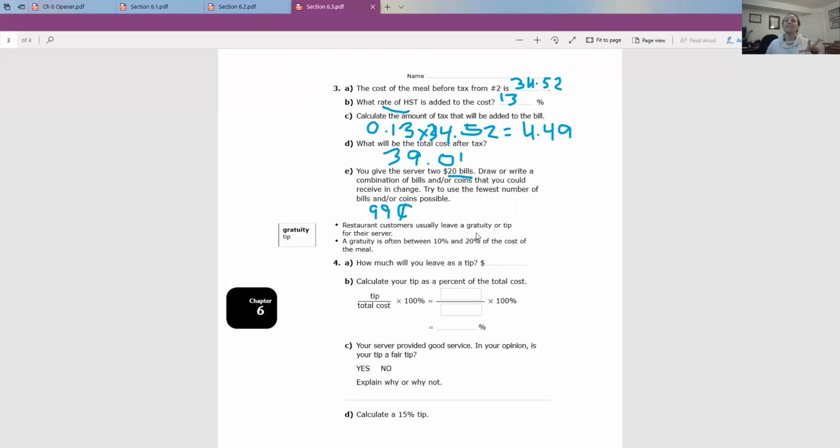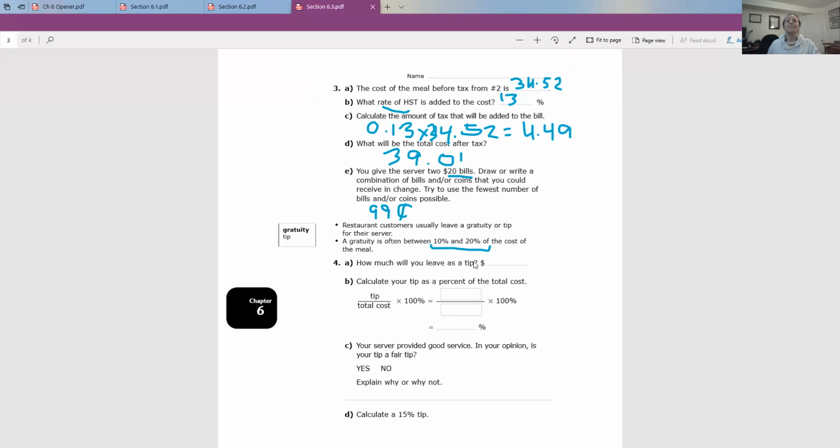So a restaurant customers usually give a gratuity or a tip to their server. It's to say thank you. And it's usually between 10 to 20% of the cost of the meal. This is going to change based on whether or not you're happy with the service, how much you can afford, or even what you're just comfortable with. And you can talk to your parents about this on how much they leave the next time that you guys go out for dinner.